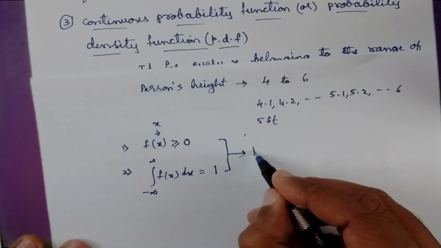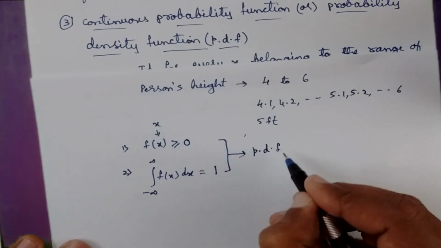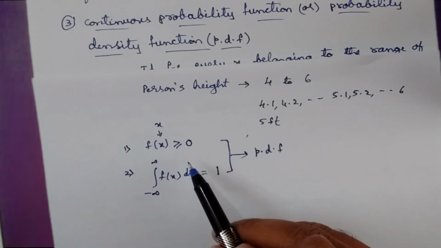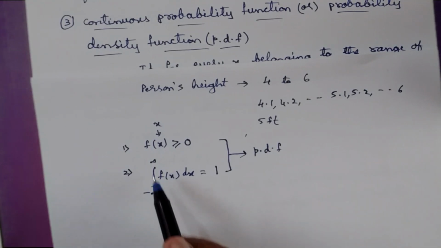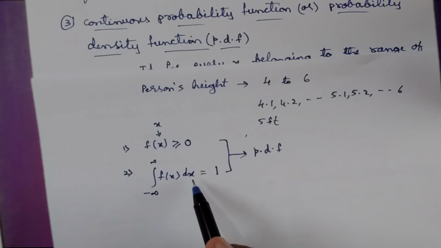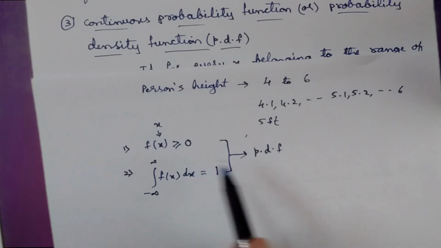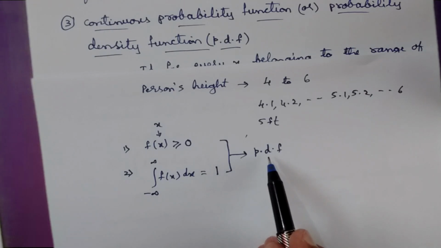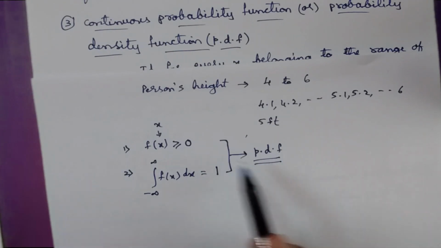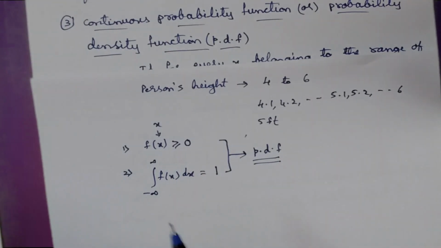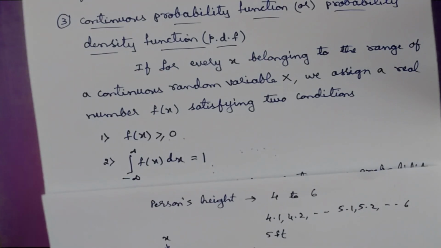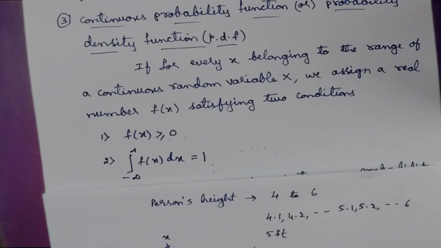In short, I can represent that as PDF. So if f of x is greater than or equals to 0 and the integral from minus infinity to plus infinity of f of x dx is equals to 1, if these two conditions are satisfied, then we say that the given function is a probability density function. So whenever you want to have the probability density function, these two conditions have to be satisfied. I've just given it in the form of a statement over here, just for your reference. You can just make a note of this definition.